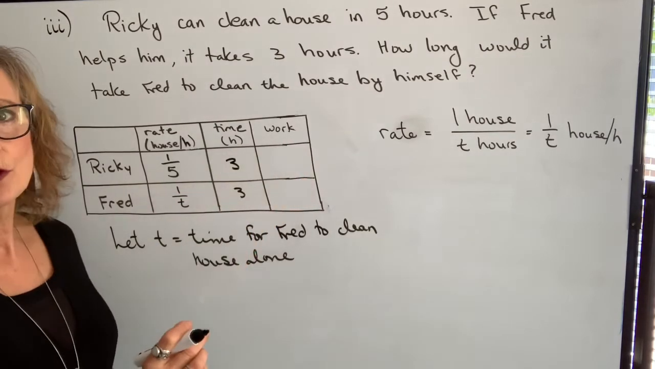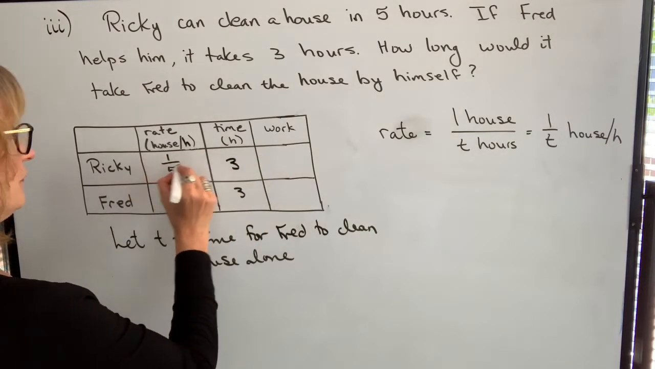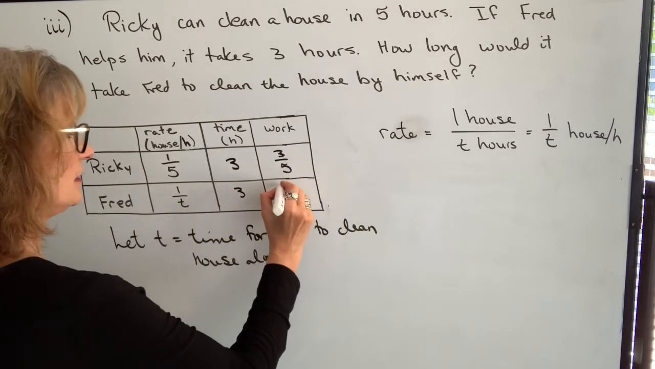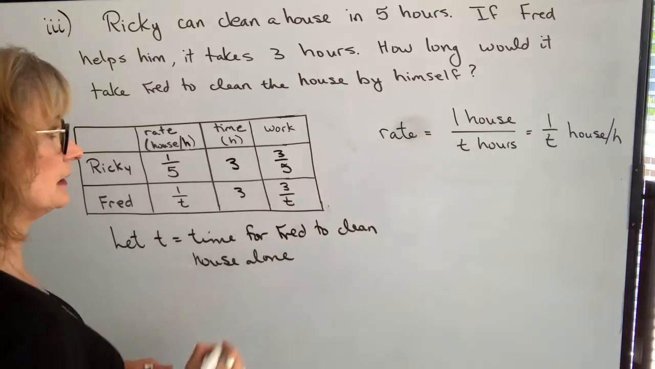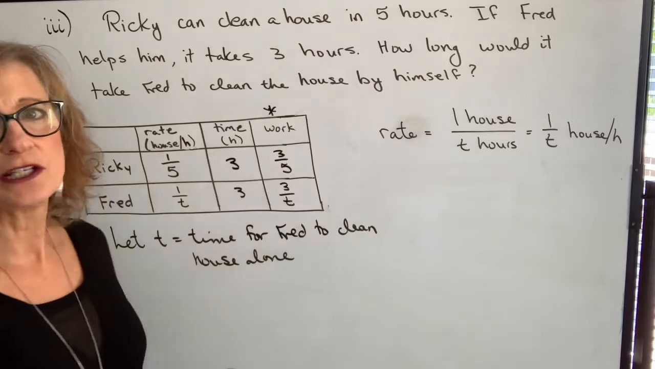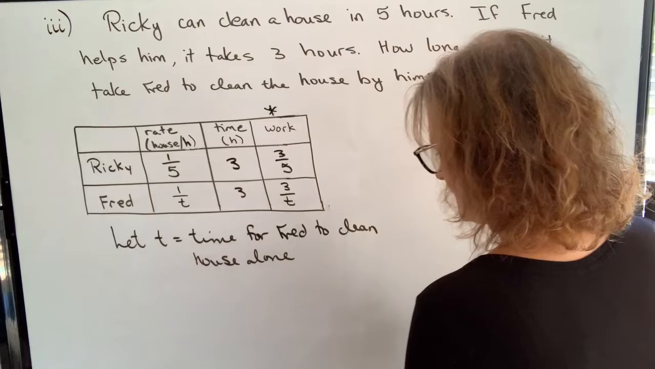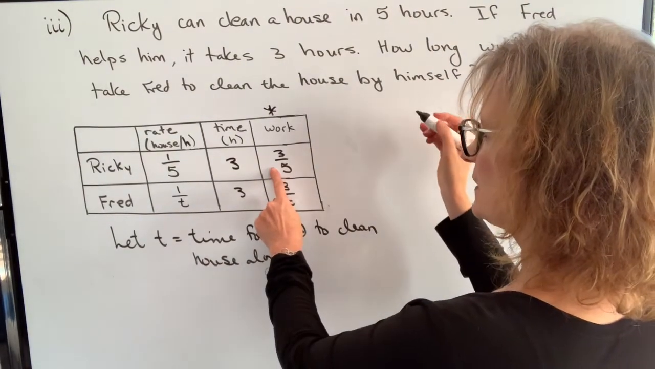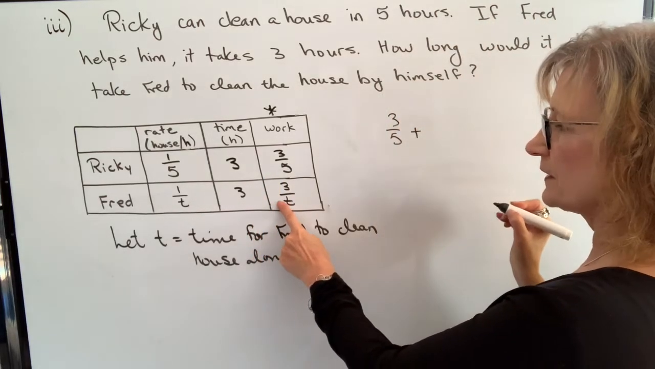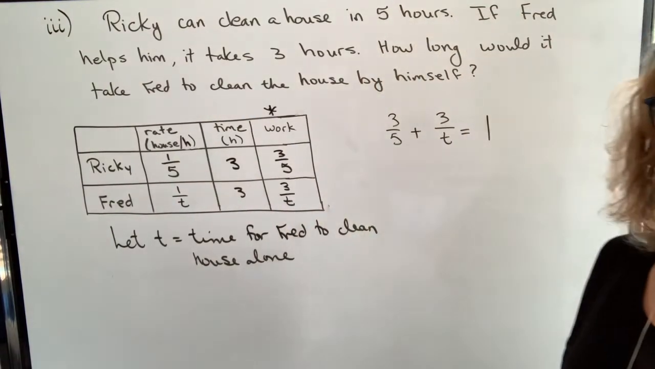Now I can express the work that both of them have done. So it's just rate times time. Ricky will do 1/5 times 3, which is 3/5. Fred will be 1/T times 3, which will be 3/T. And then we can set up our equation about the amount of work each of them has done. The portion of the house cleaned by Ricky will be 3/5, plus the portion of the house cleaned by Fred, which will be 3/T, will equal one house being cleaned.